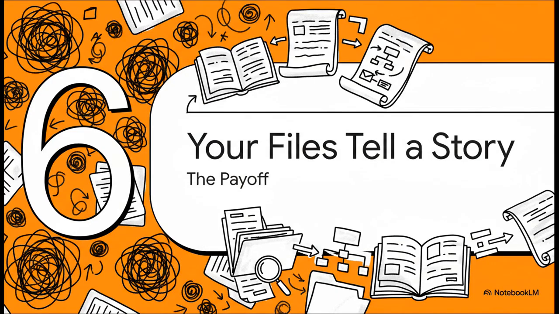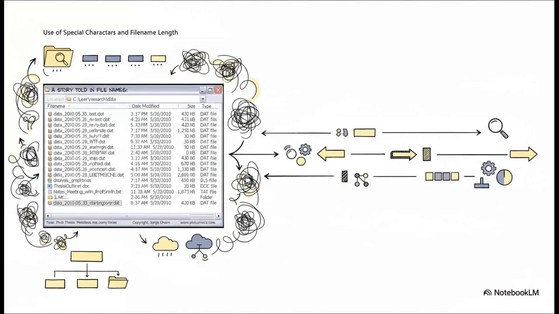So, let's bring this all home. After you implement this plan, what's the big payoff? Well, you get to move from total chaos to complete clarity. Your files finally start to tell a clear, logical story. I mean, just look at this. The image is called A Story Told in File Names, but it's a really confusing story of trial and error, right? Now imagine that same folder, but the files read like this.